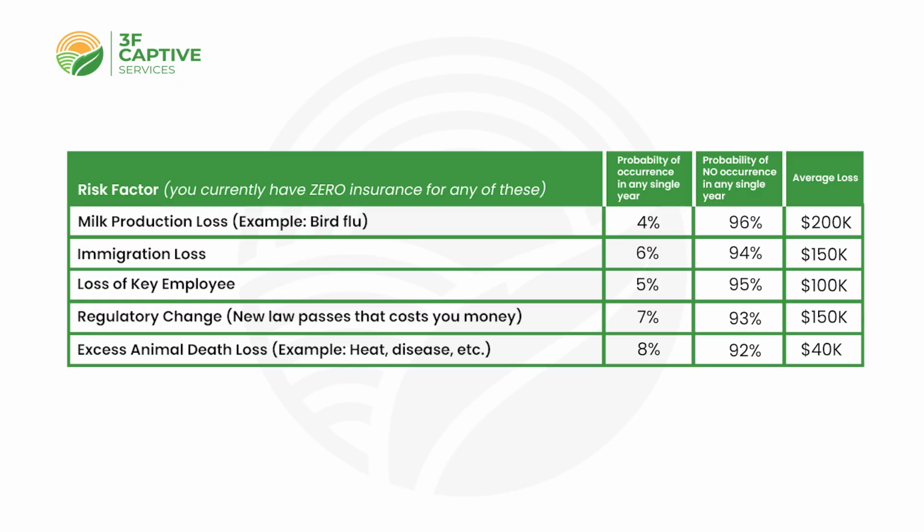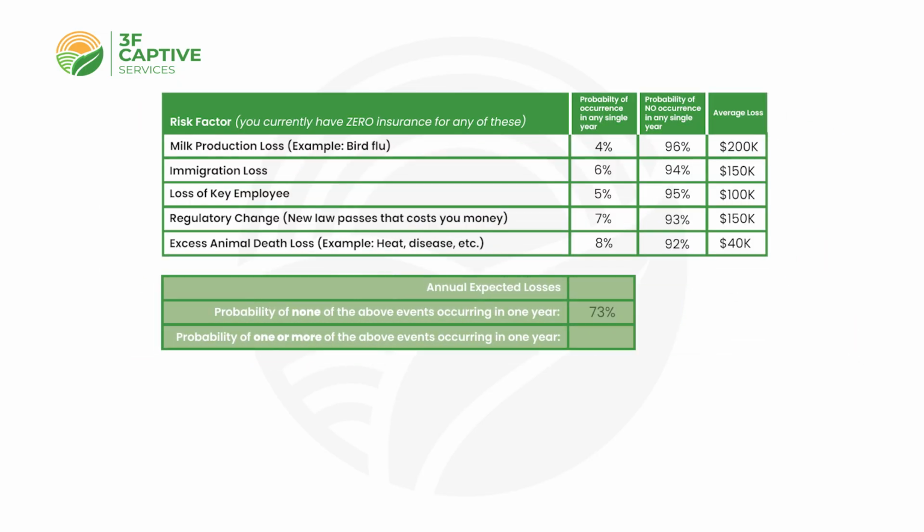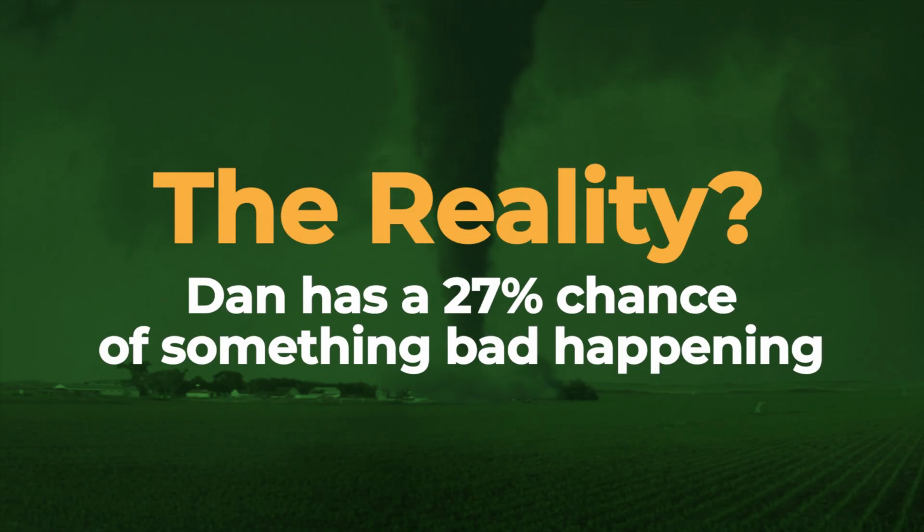So the probability of none of these occurring in a given year is not in the 90s. It's only 73%. Stated another way, you have a 27% chance of at least one of these happening in any given year. And these are just 5 risks we're talking about. We probably could name 10 more, and that number is going to look worse.